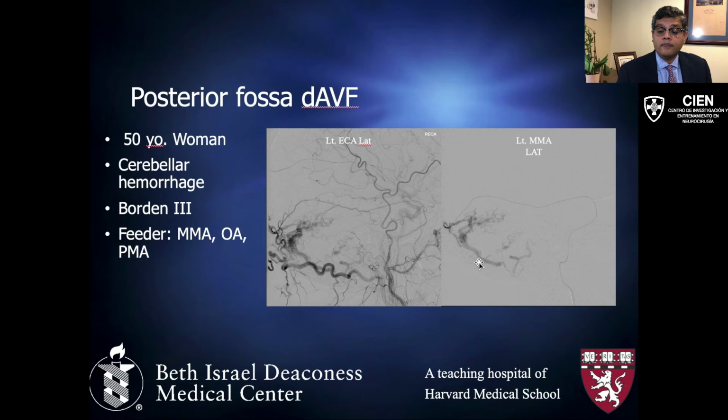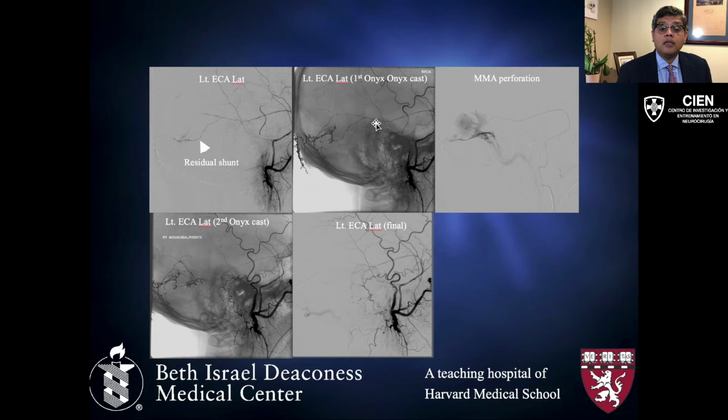So again, it was embolized through the middle meningeal artery, and you can see how there is some onyx here. So we first went into one of the branches, and so you can see that branch is blocked here. And then there was a second branch. So we went into the second branch, and at that point, we had a perforation of the middle meningeal artery. We were able to embolize it, but the patient didn't have any symptoms from it, and we were able to completely obliterate the fistula.